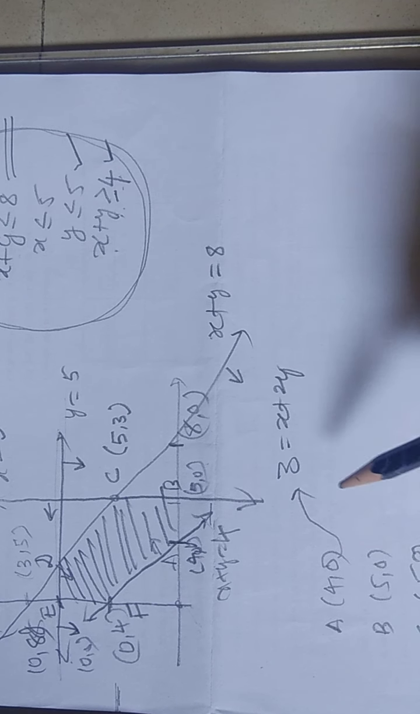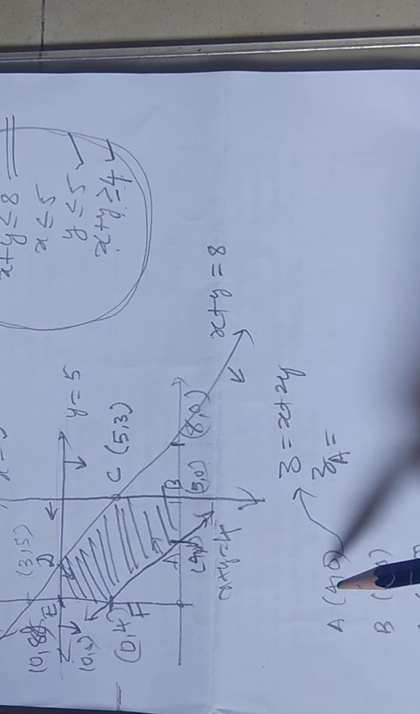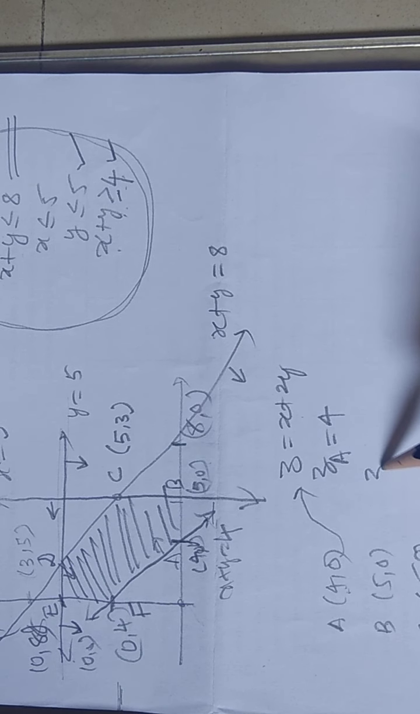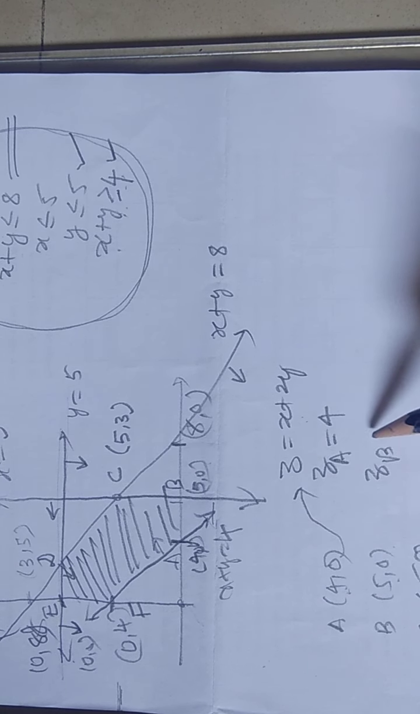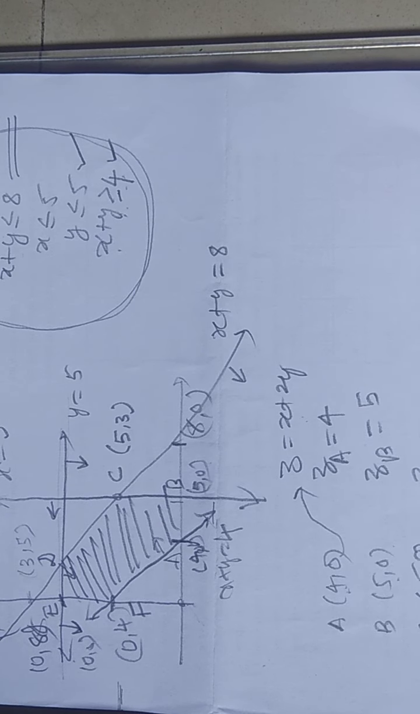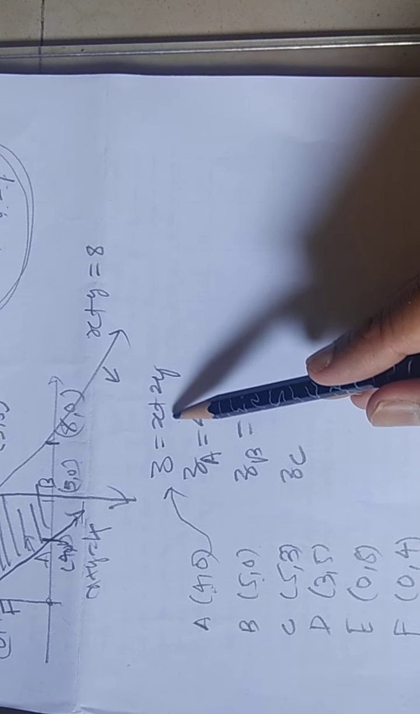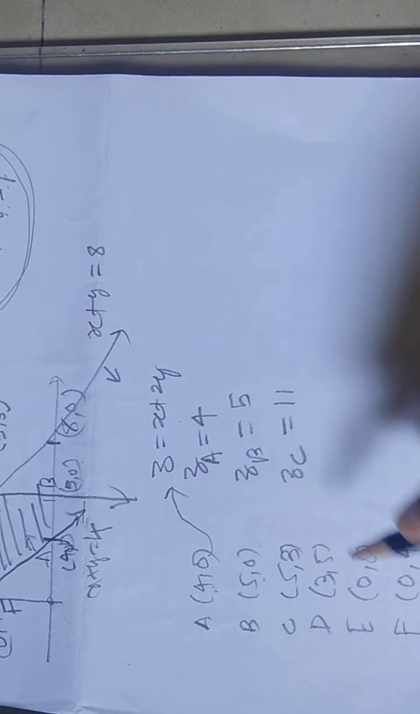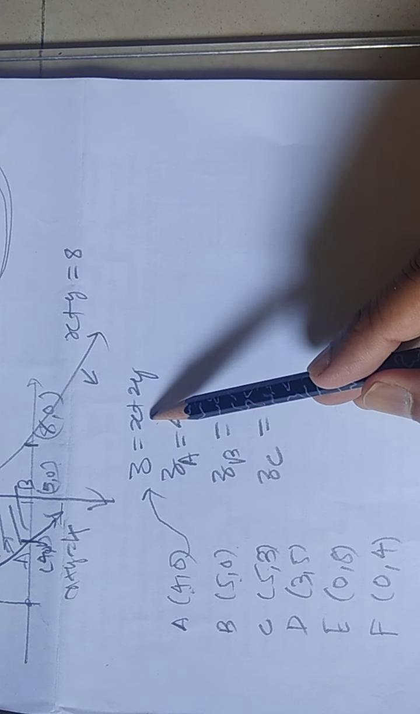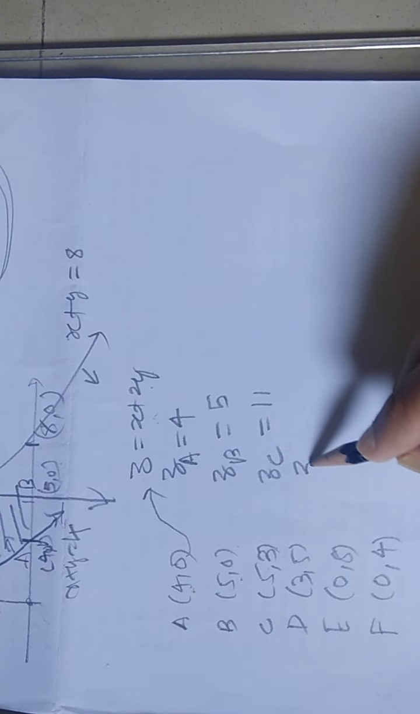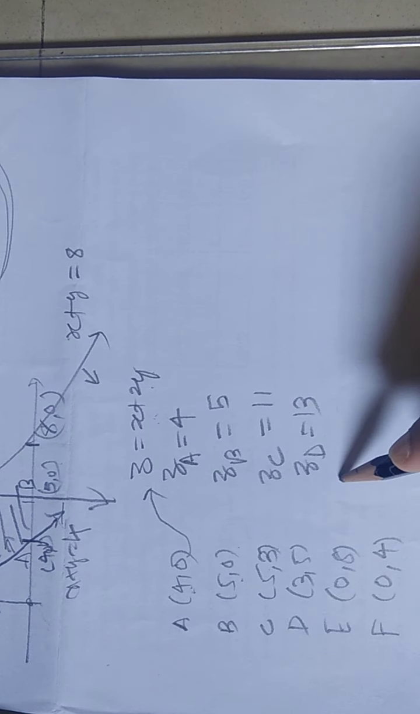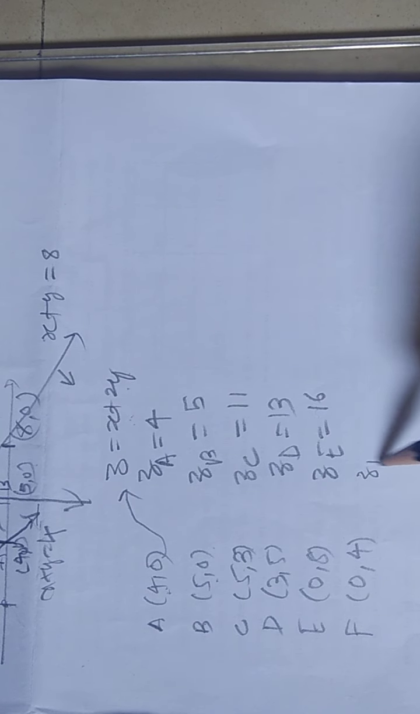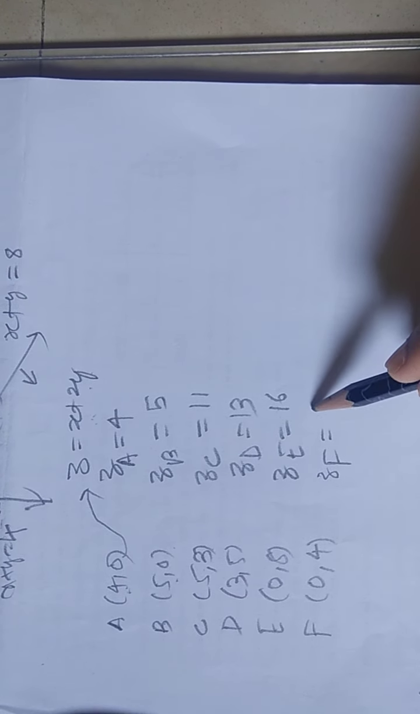Now I am trying to find out Z at A. If you put this, x will be 4, y will be 0. Answer is 4. Z at B, (5, 0) I am putting here, so it will give me 5. Z at C, I am putting (5, 3) in this equation, so this is 5 plus 6, so I will get 11. (3, 5): 3 plus 10, 13. Z at D is nothing but 13. Z at E is nothing but 16. And Z at F is nothing but 8.